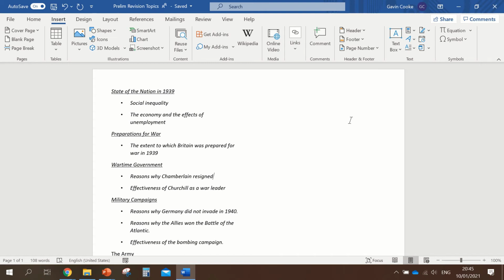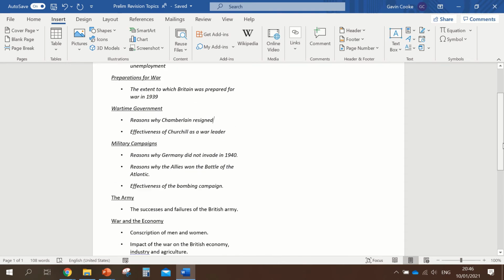Then the next one is preparations for war. That was looking at the situation in the 1930s and into the start of the war, so how Britain was prepared in terms of their economy, in terms of the armed forces, and in terms of civil defence. The next area is wartime government, and there's basically 2 aspects of that. One of them is the reasons for the fall of Chamberlain, and the other is the role that Churchill played and how effective he was during the war.